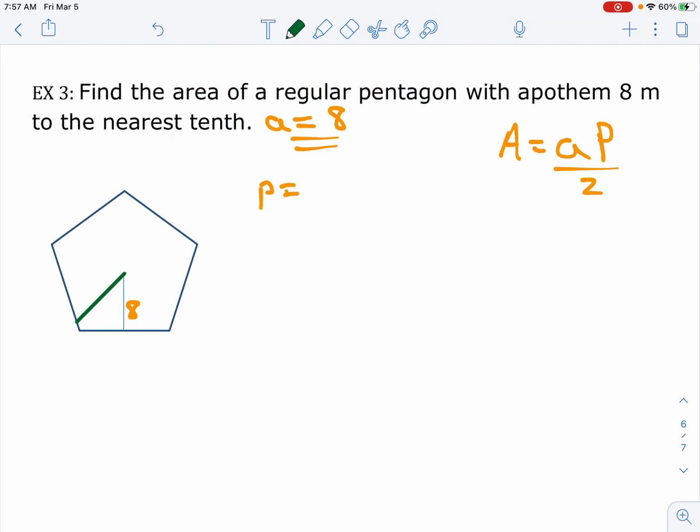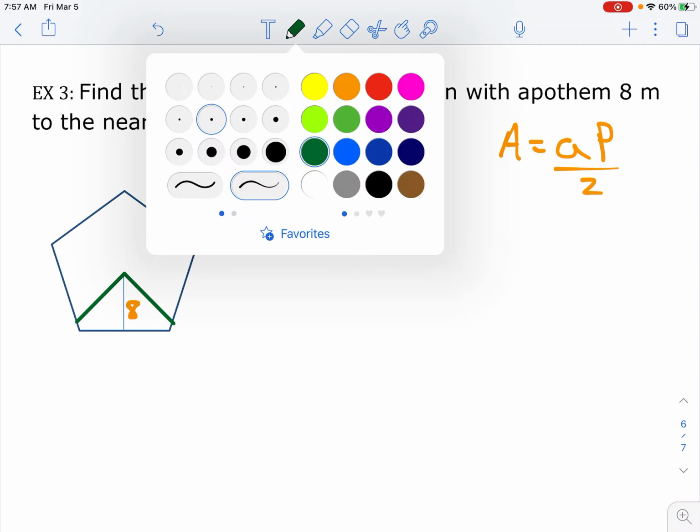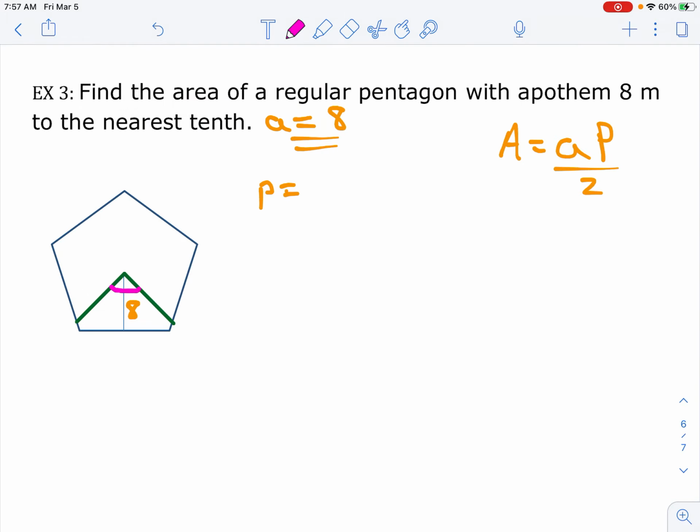Step 1, form our triangle. Follow your steps and you should be able to get through this. Step 2, find the central angle. 360 divided by 5 is 72.